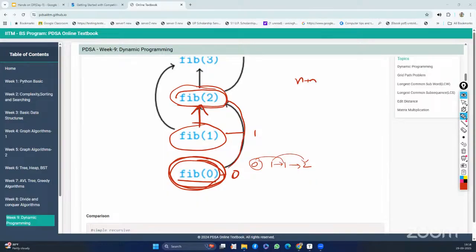So problems should have key properties. The first is the optimal substructure property. Any problem that contains this property, what is this property actually? If the optimal solution to a problem can be constructed from the optimal solutions to its sub-problems, then this problem can be solved using a DP approach.